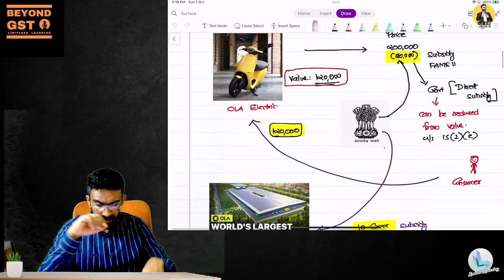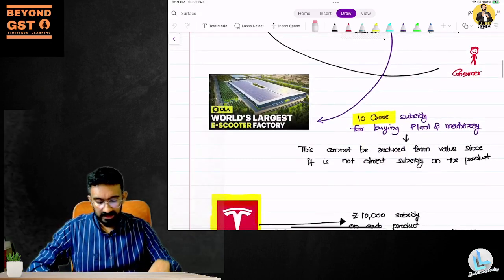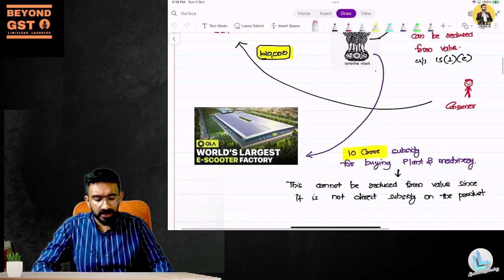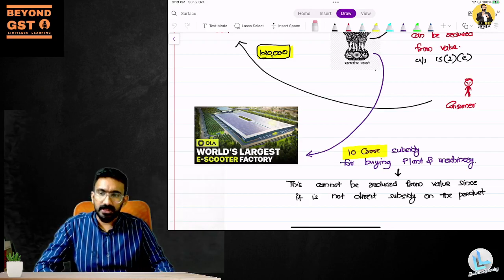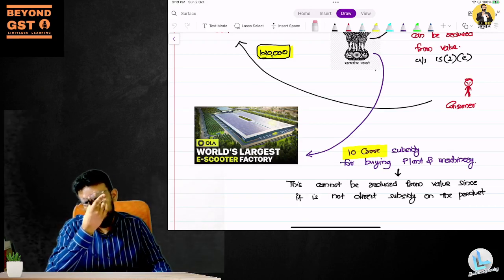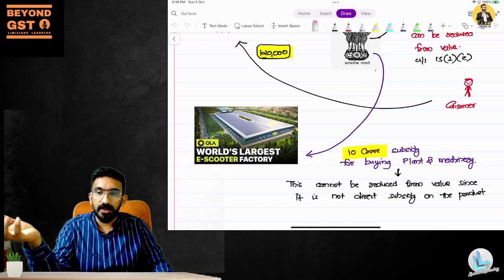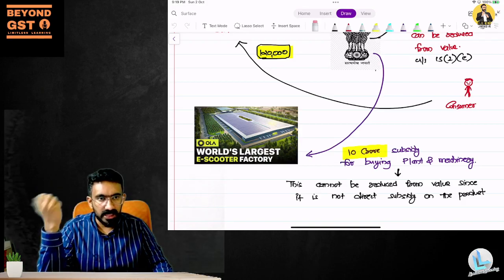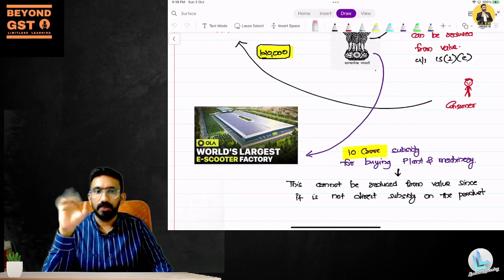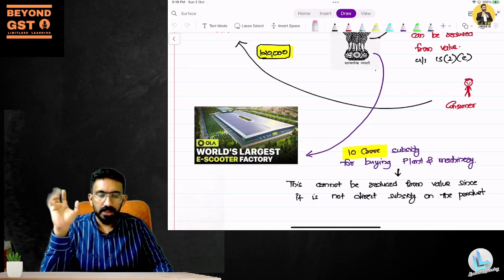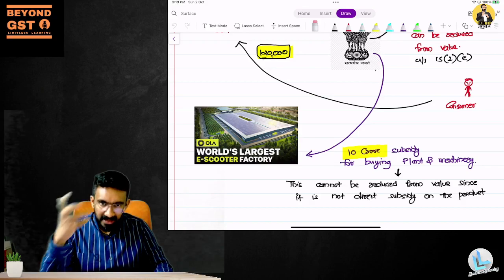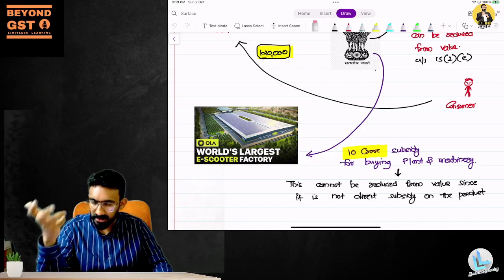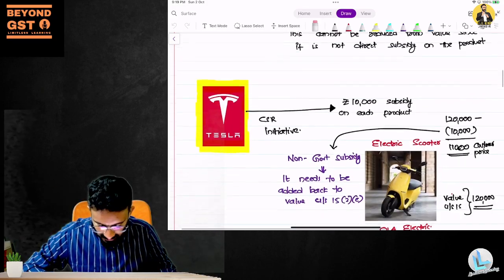Now, suppose Ola has this huge factory that they set up, called the Ola Future Factory in Tamil Nadu. Suppose the government is giving a 10 crore subsidy for buying plant and machinery. They said, Ola, I'll give you 10 crore, you go and buy plant and machinery. Now, can Ola reduce this 10 crore from whatever amount they collect from the customer for selling their motor vehicle? No, that cannot be done. So this is an indirect subsidy. See, giving a subsidy for setting up a factory is not a subsidy on the scooters.